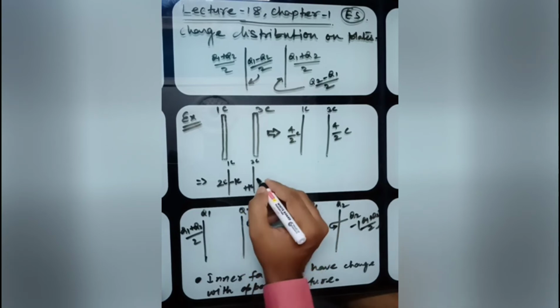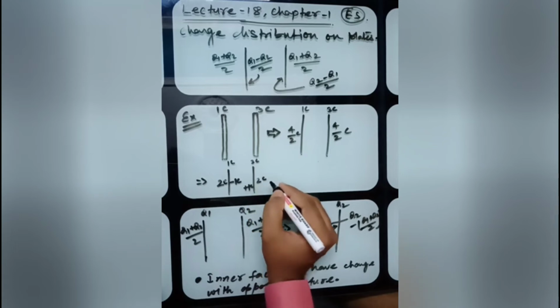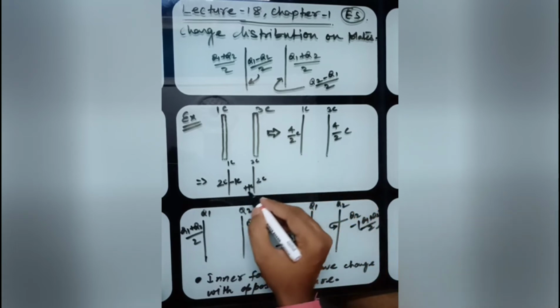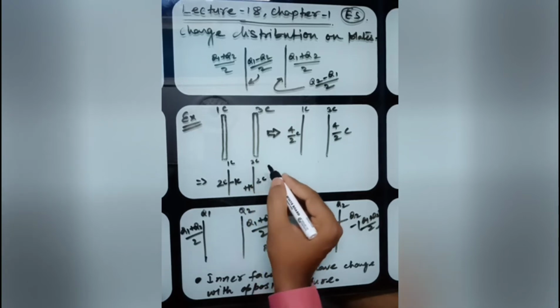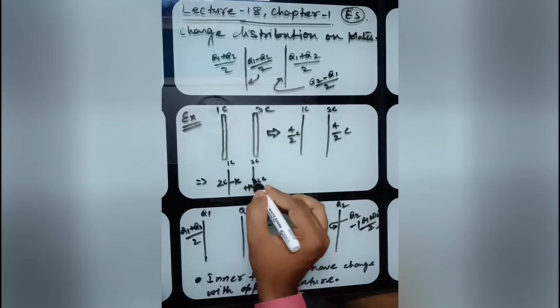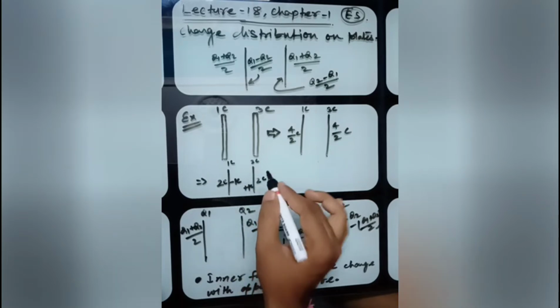so we have to find, if it is 1 coulomb, then how much charge should be at the outer face? Of course 2 coulomb. So that 2 plus 1, it will be 3 coulomb, and initially it was 3 coulomb. So again on this plate also we are getting conservation of charge is fully valid.